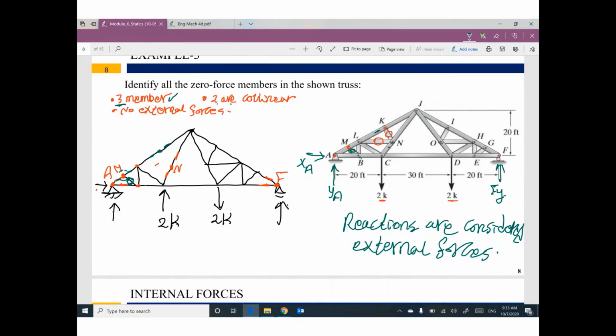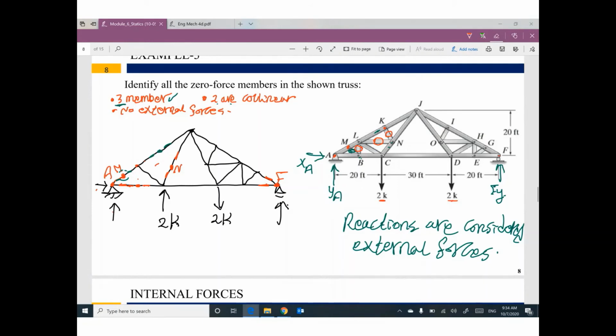If your member is 0, go ahead and delete it. Once this member is deleted, go back to this joint. Right now, this joint has 3 members. 2 of them are collinear, no external forces. The third member will be 0. So this vertical member is 0. Once this member is 0, go ahead and delete it.